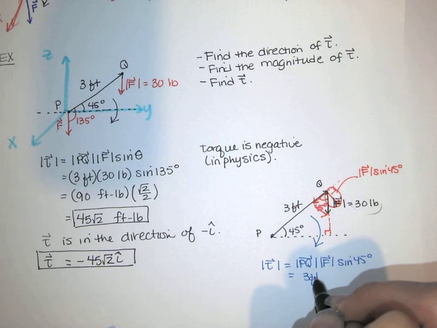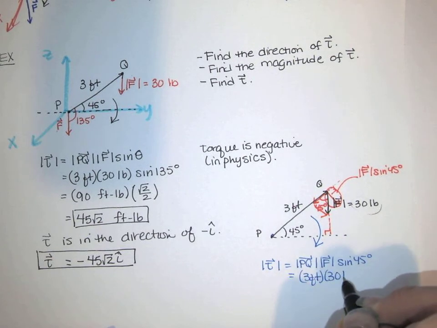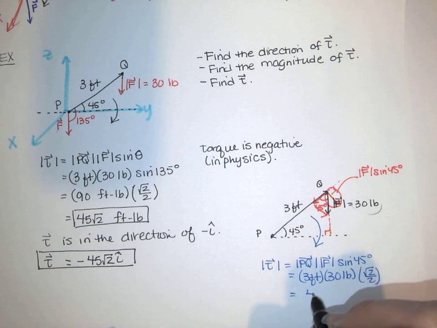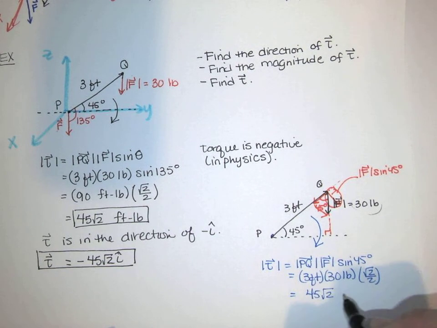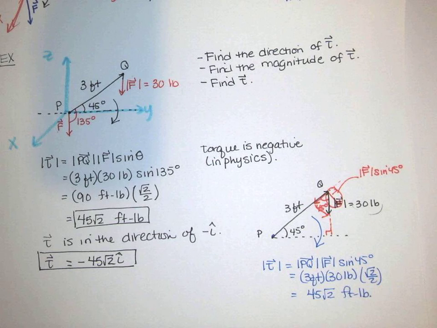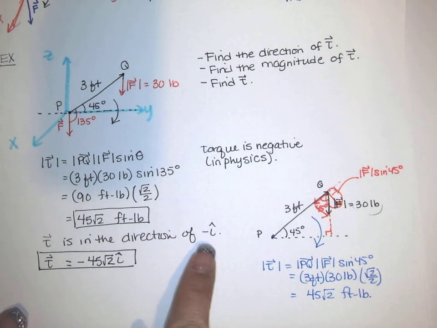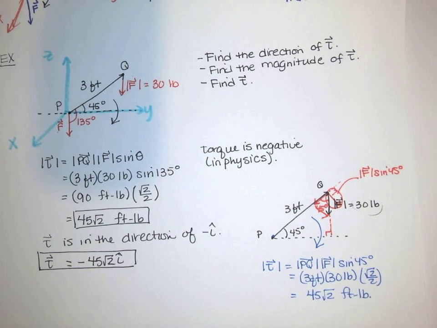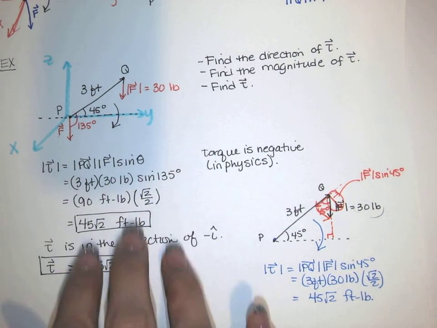And so we still get 3 feet times 30 pounds times square root of 2 over 2. And so we end up with 45 square root of 2 foot-pounds, which we could approximate using a calculator. And the direction is still given by the right-hand rule. We just take that direction vector, which is 1 unit long, and multiply by the magnitude, and we get the torque as a vector. So that's one way of doing it, just with the formula.